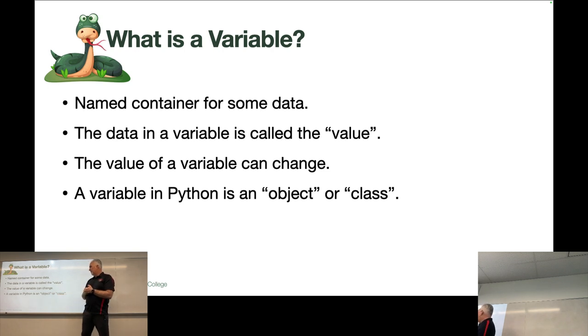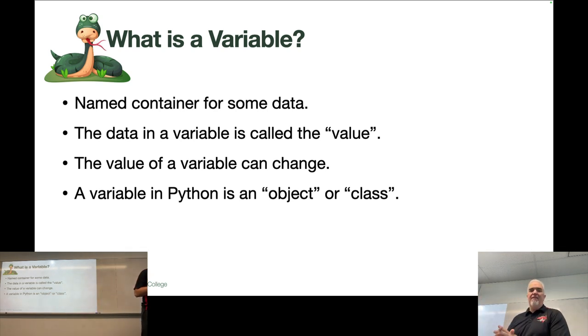And this is going to be a very abstract concept for you right now. But in Python, not in all languages, but in Python, a variable is actually an object or a class unto itself. Does that matter right now? No, but I'll remind you later in the class when we get to this part.